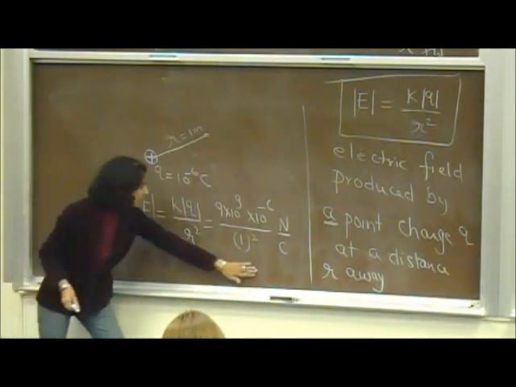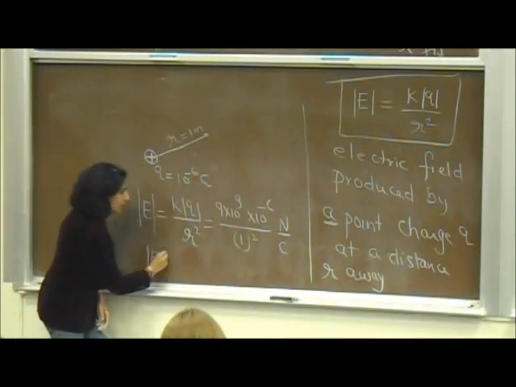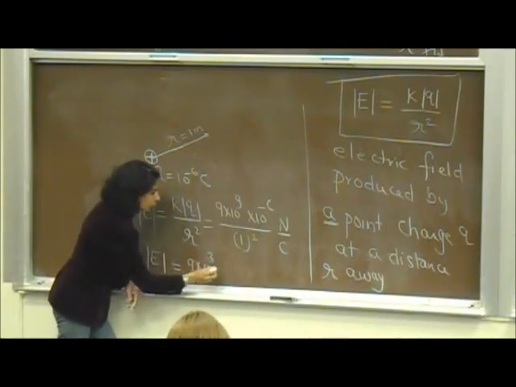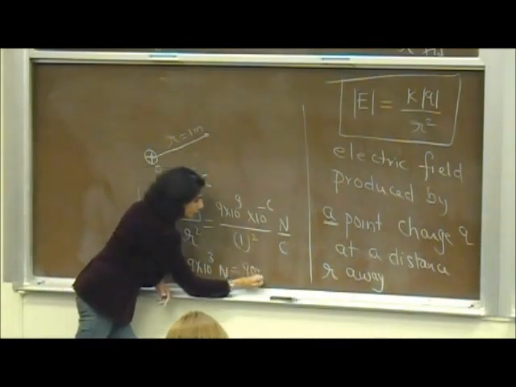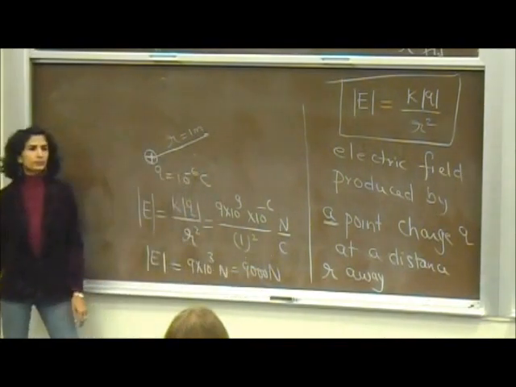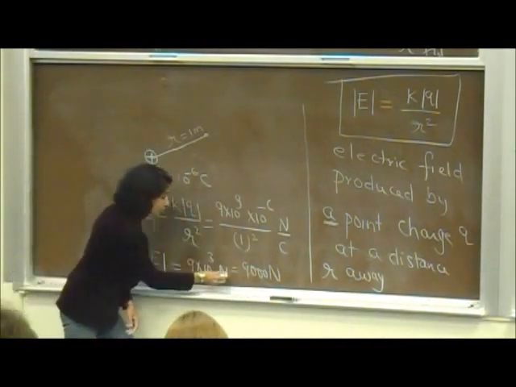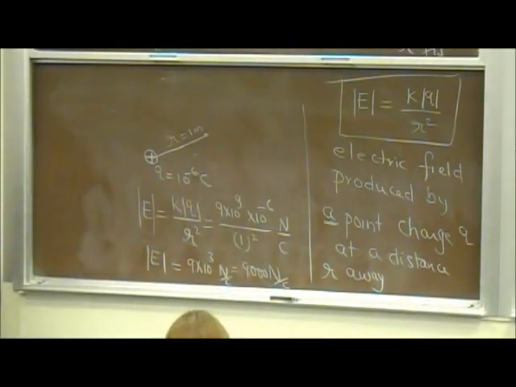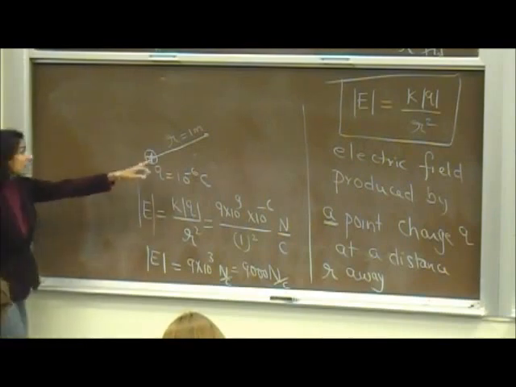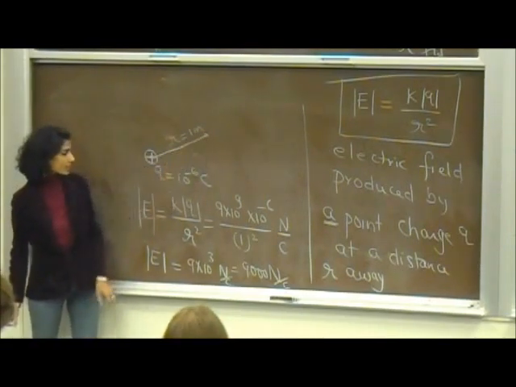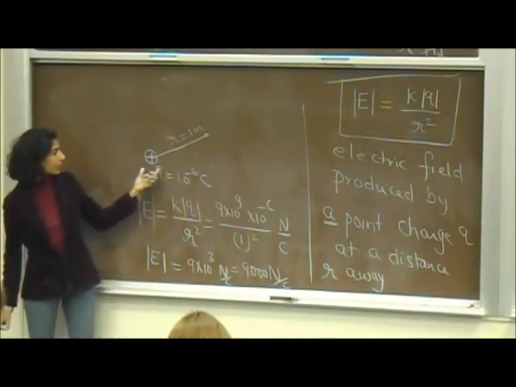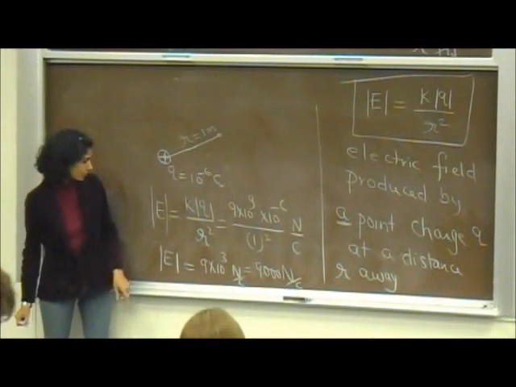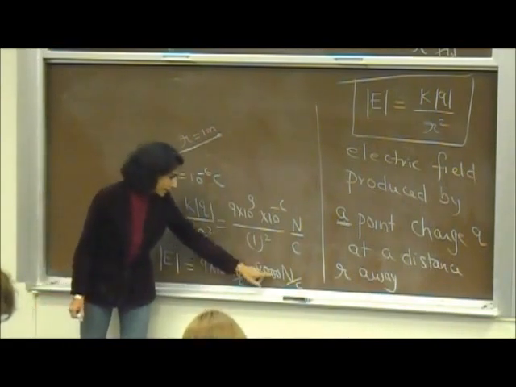And how much is it? Do you see this is 9 times 10 cubed Newton. So this is 9,000 Newton, sorry, not Newton, Newton per Coulomb. This means that at one meter distance away, the electric field produced by a charge which is 10 to the minus 6 Coulomb is given by 9,000 Newton per Coulomb.